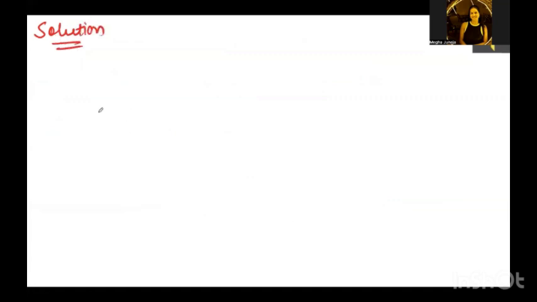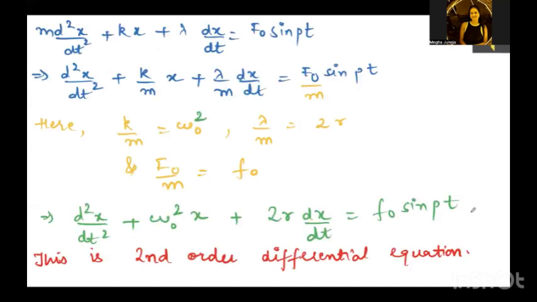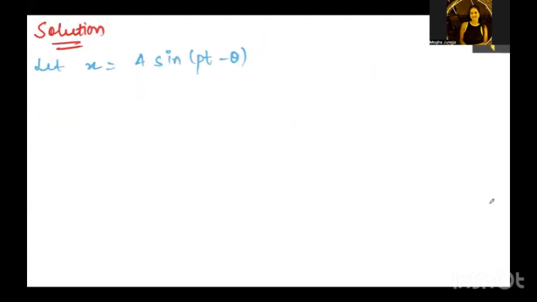we consider let x be equivalent to a sine of pt minus theta. Obviously, now we have to substitute the values into this equation. Let's call it equation number one. So here we also have to calculate dx over dt and then d square x over dt square. So what we can say, dx over dt will be equivalent to what? That will be pa.